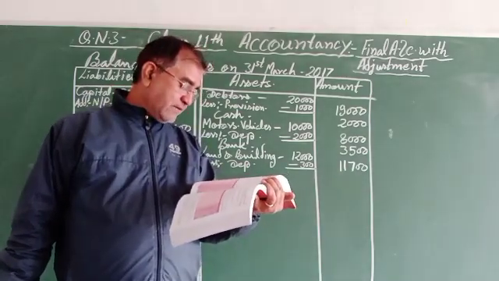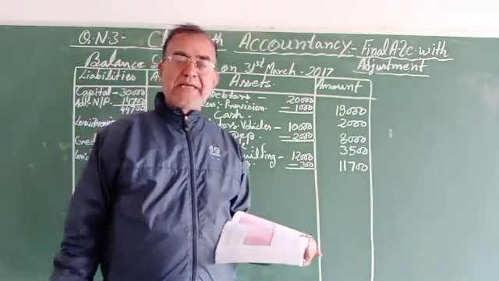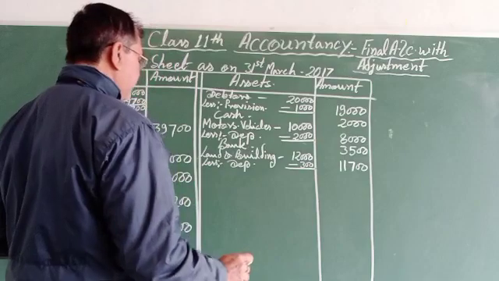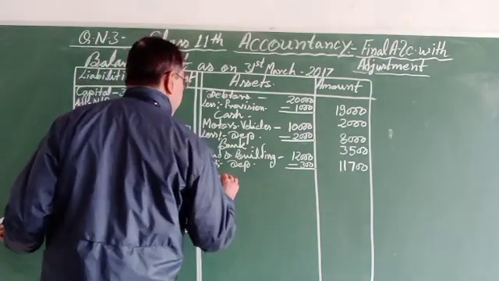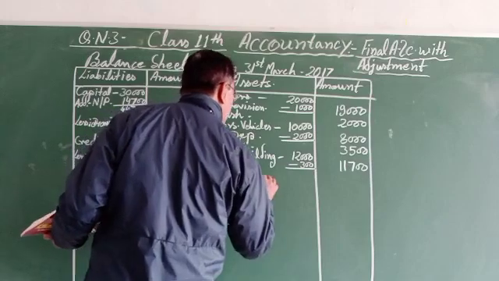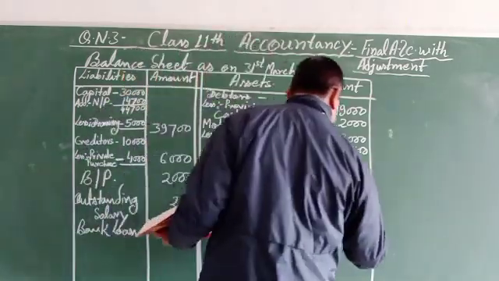advertising, discount, general expenses, bills receivable. That is the amount to be received in future. That's why it will become an asset, recorded in bills receivable. Bills receivable, that amount is given as 6,000.